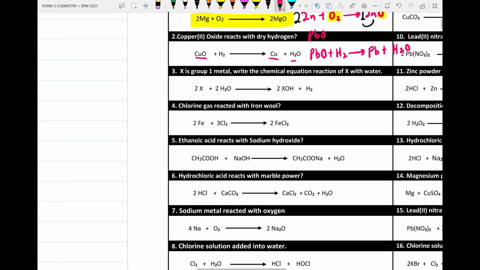It is balanced. All right, sometimes in the question they won't give the actual symbol, they will give a symbol that does not represent the actual symbol.